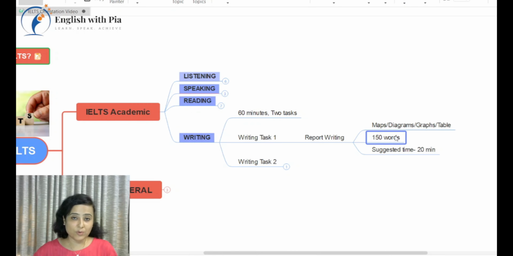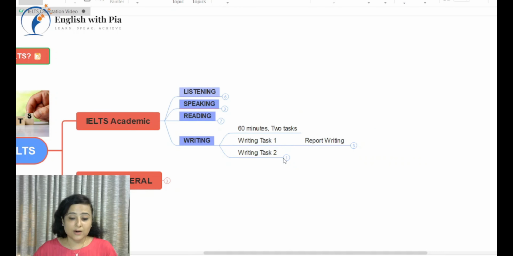Basically, you have to make a report, and the length should be a minimum of 150 words. Okay, and as such, you will be getting 60 minutes total time, but the suggested time for this task is 20 minutes. All right, now here there is negative marking. If you don't write the minimum number of words required for this task, there will be negative marking for the same. So you have to be very careful regarding the word count in IELTS.